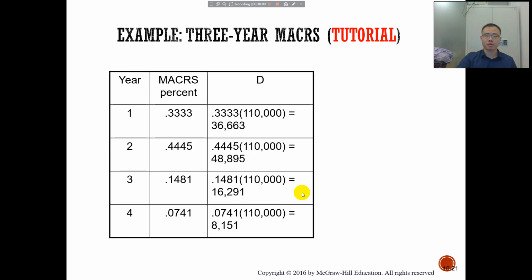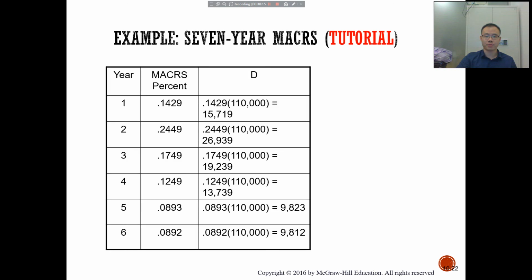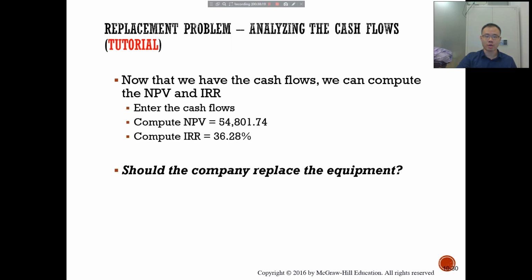And for MACRS, it will not be covered in the final exam, so I will just leave it for your tutorial. And there are more calculations in the tutorial.